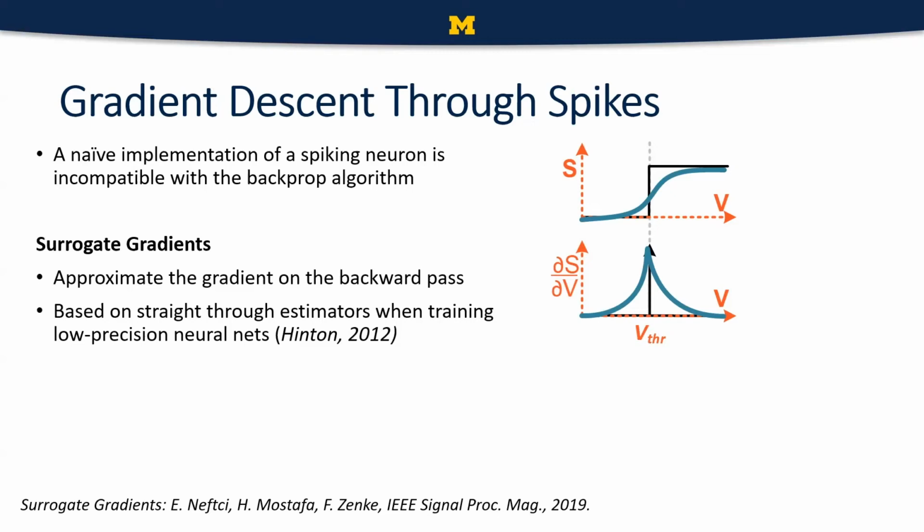This is similar, but instead of going straight through it, we're going around it. We're using this smoothed out surrogate gradient function instead. And in doing so, everything just falls into place.